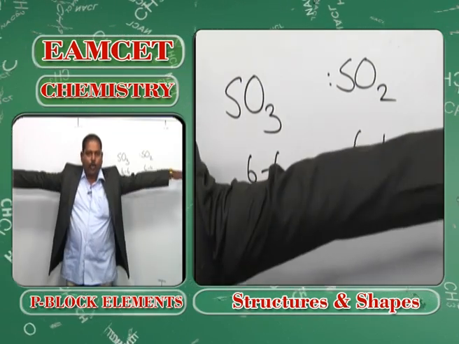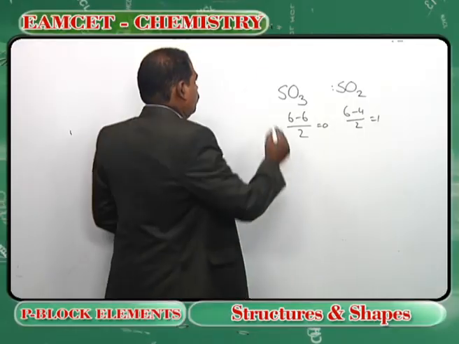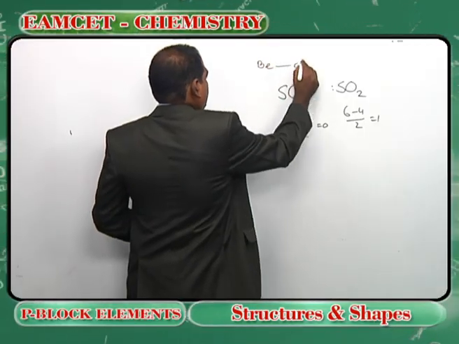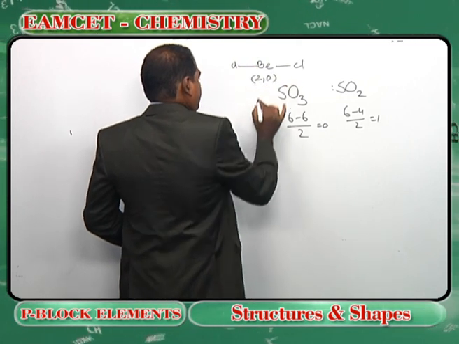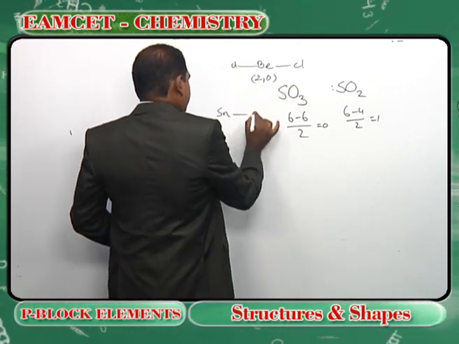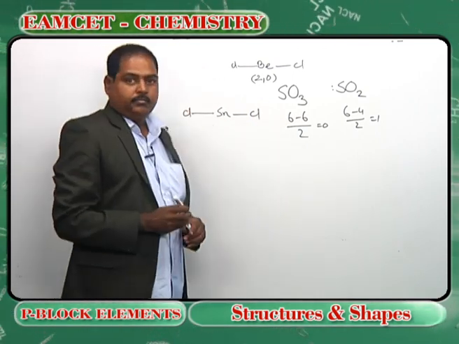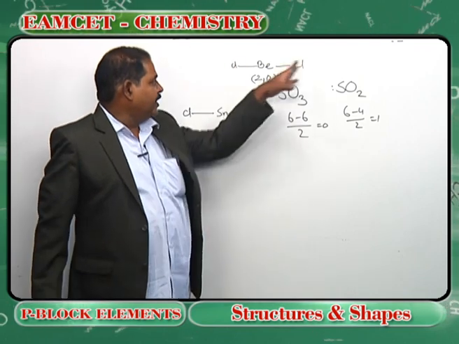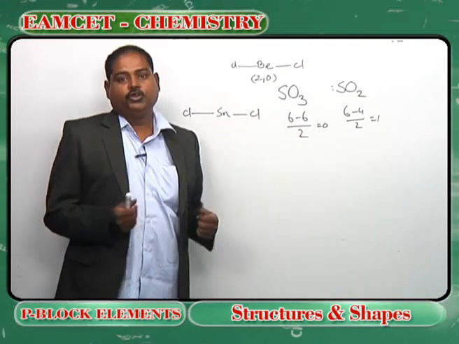2 bond pairs, no lone pair, like this, linear. 2 bond pairs, no lone pair, BeCl2 will be linear. But SnCl2 is not fortunate enough to be like this. BeCl2, the 2 chlorines are linear, but in SnCl2, the chlorines cannot be linear to each other.